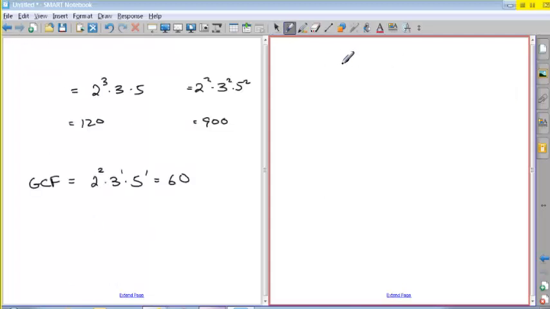Let's do a case where we're going to use the other method, and you can use this with 2 numbers or 3 numbers, and it's called the dividing by prime factors method. So they might sound almost the same, but it's dividing by prime factors method.